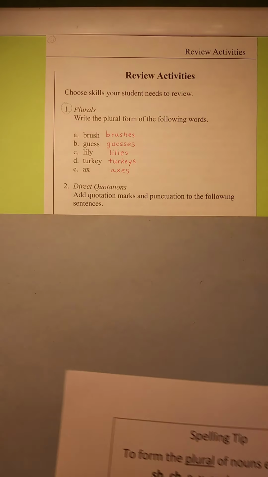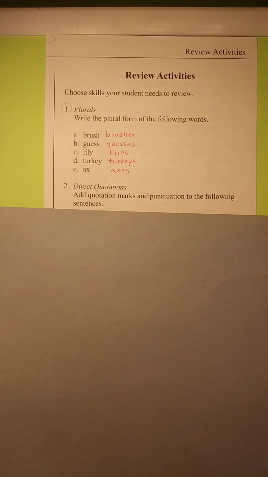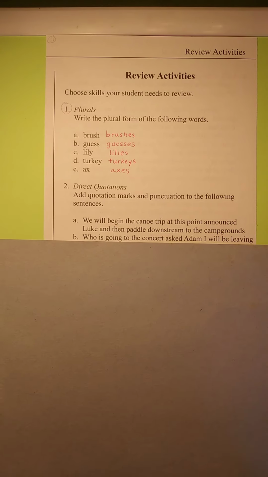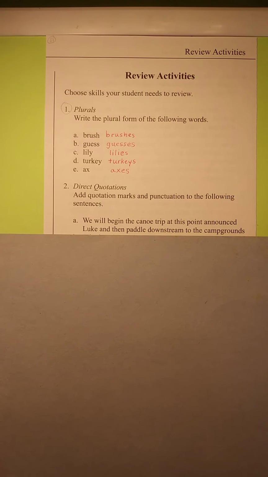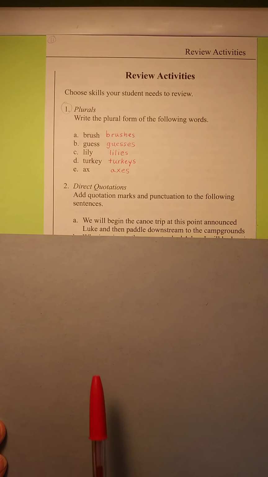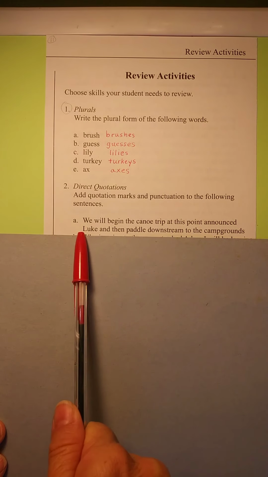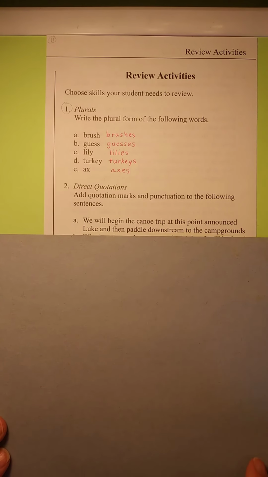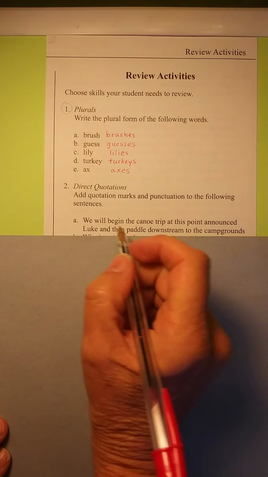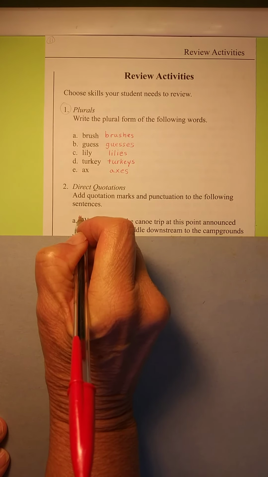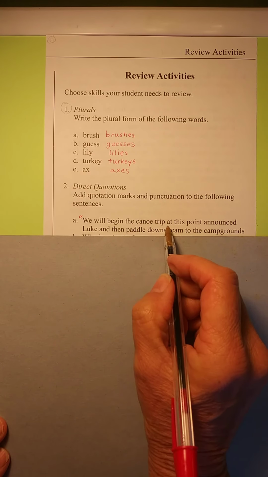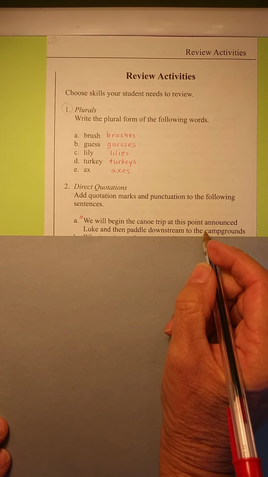Okay, direct quotations. So you were to add quotation marks and punctuation to the following sentences. The first one says, we will begin the canoe trip at this point, announced Luke, and then paddle downstream to the campgrounds. Okay, so someone's speaking here, right? Announced Luke. That is the person who's speaking. So we have to begin this with a quotation mark. We will begin the canoe trip at this point, announced Luke.